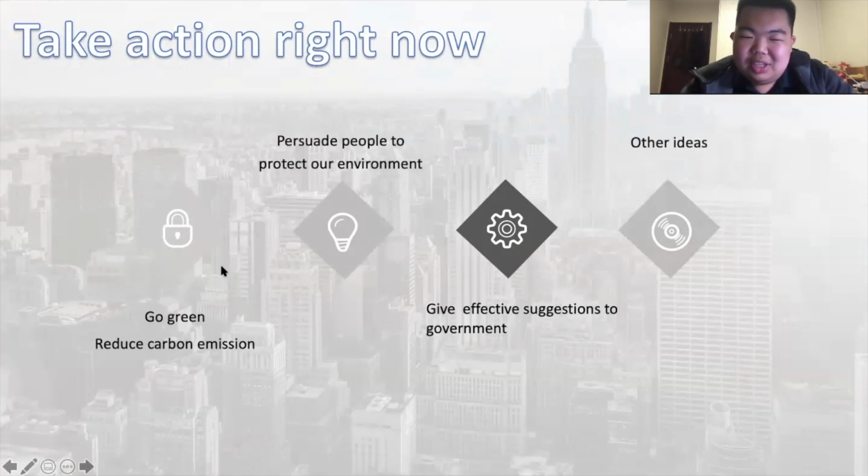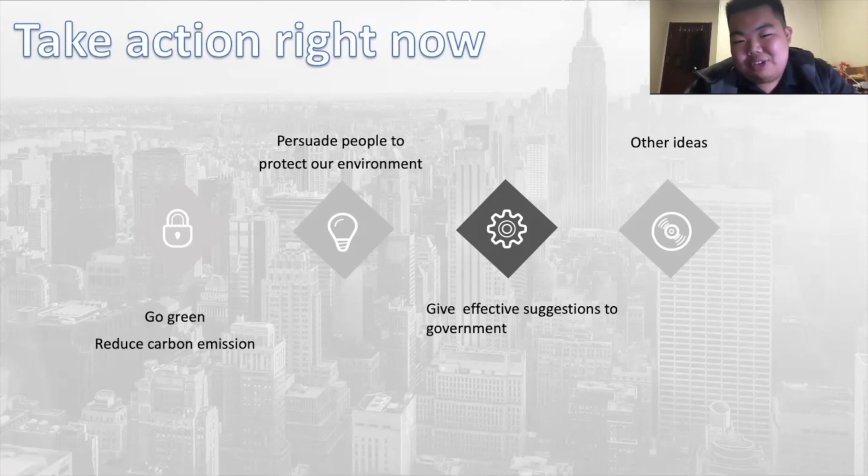The first one is to go green. This is really easy. Just like if you take public transportation every day to go to work, no doubt, it will reduce carbon emissions. At the same time, you can persuade people to protect our environment. Like you can form a group in your community to plant some trees or other plants, like flowers.